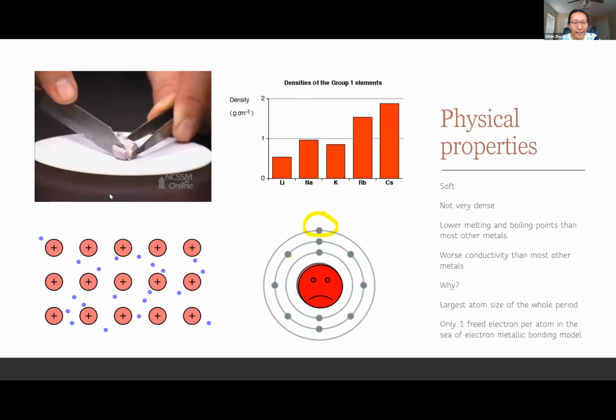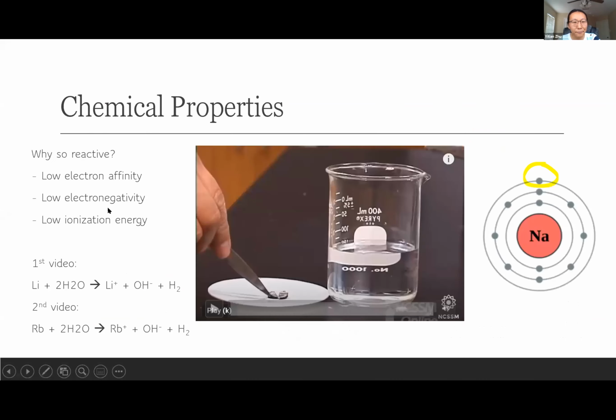All right, somebody says, won't they explode? And I think that might be the next slide. Okay. The chemical properties tell you, well, why are they so reactive? And the reason is because to achieve an octet, they really want to get rid of that first electron. It's so much easier for them to just lose one and have filled shells underneath versus having to gain like 7.